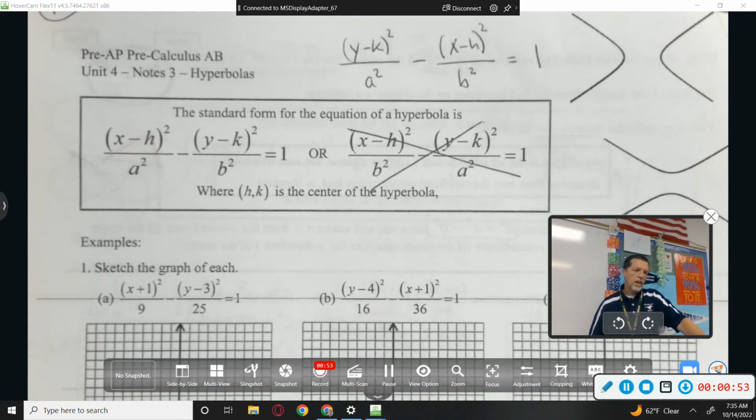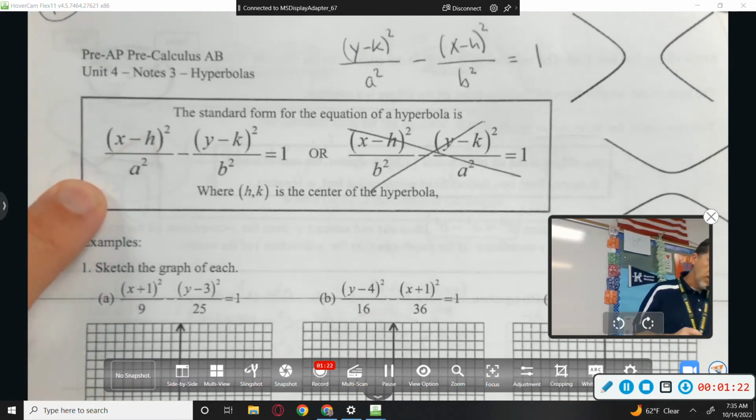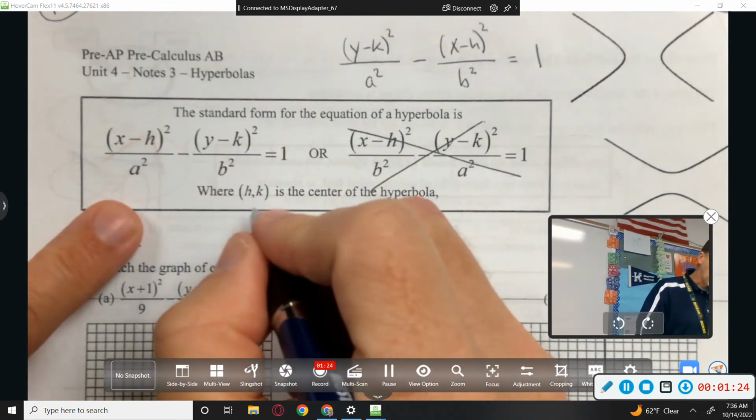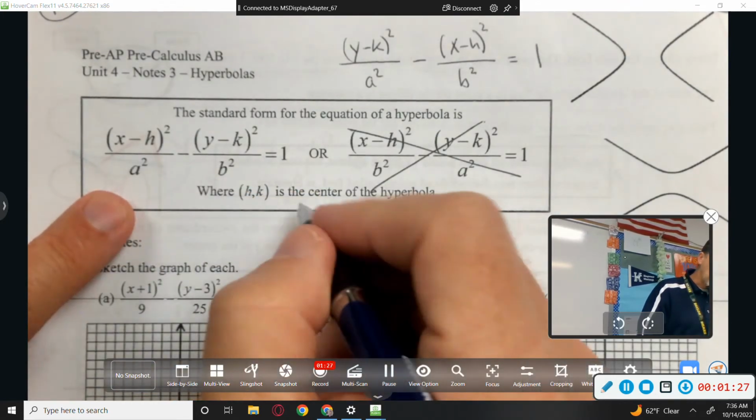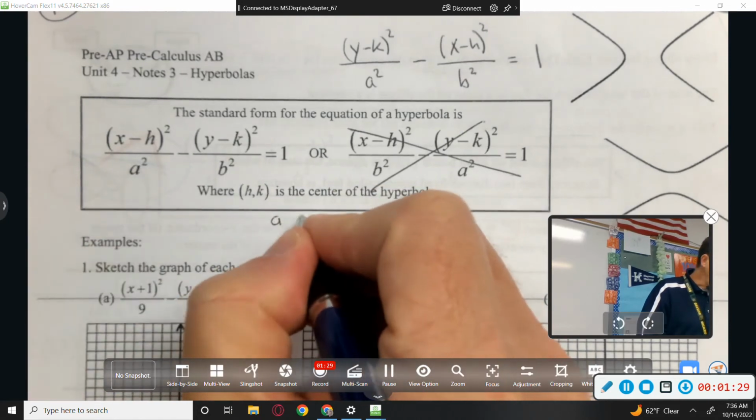Okay. So what matters, let's back up. How did you tell what the orientation was with an ellipse? How did you know if it was left and right versus up and down? Yeah, whichever number was bigger controlled whether it was left and right or up and down. Yes. What matters more for hyperbolas is which one is first. And so that's why with ellipses we always said A was the bigger one. Here we say A is always first.